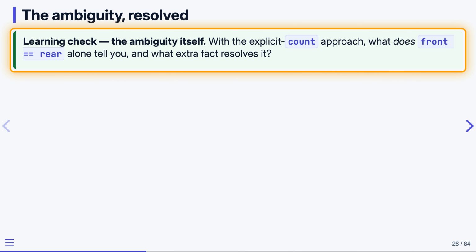Let's check the central idea. With the explicit count approach, what does front is equal to rear tell you on its own? And what extra fact clears it up? Think about it before the answer appears.